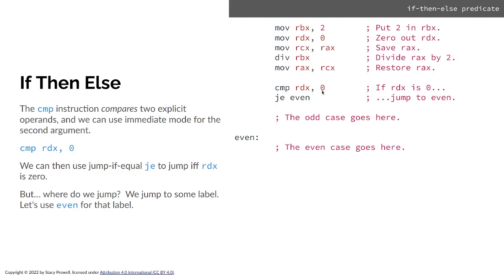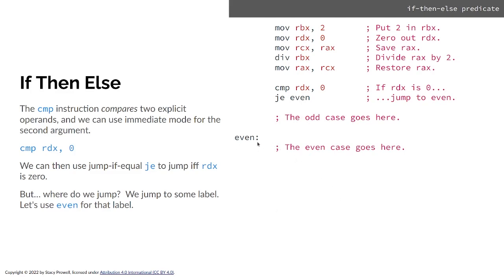Okay, that makes sense. Is RDX equal to 0? Then we'll jump down to the case even. So I'll put a label down here for even, and that's where we'll go. The even case will be put here. And what if it's not? What if this is not true? Well, then we'll fall into this next case, which will be the odd case. We'll put it here. So there we go.